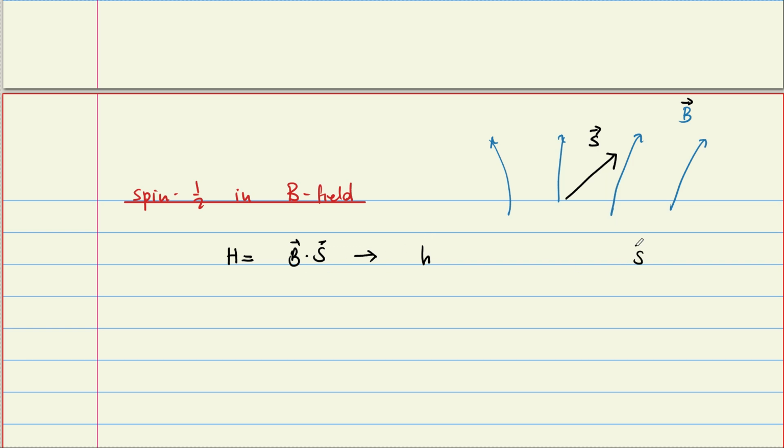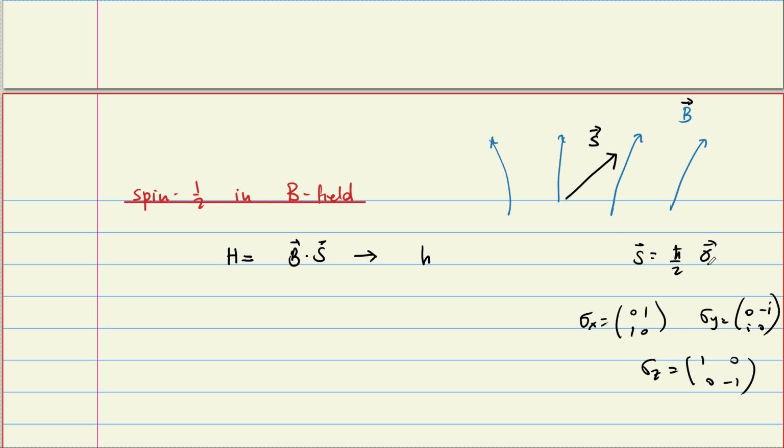So S is what? S is h bar over 2 sigma, and sigma are Pauli matrices: sigma_x is 0, 1, 1, 0; sigma_y is 0, minus i, i, 0; and sigma_z is 1, 0, 0, minus 1. I want to absorb this inside everything, I don't want it, that's why I want to write it like this, H dot sigma, and H is equal to (Hx, Hy, Hz), a 3D parameter space.